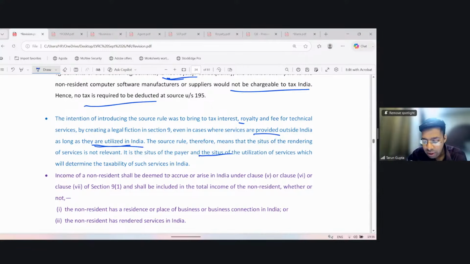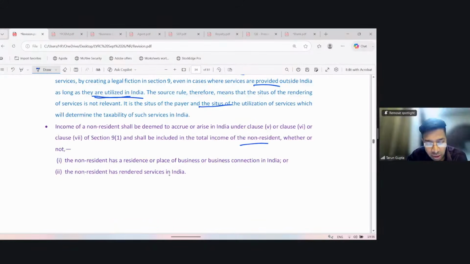Income of a non-resident shall be deemed to accrue or arise in India under clause 5 interest, 6 royalty, or 7 FTS, and shall be included in total income of the non-resident whether or not the non-resident has a residence or place of business or business connection in India, or whether or not the non-resident has rendered service in India. Clear?